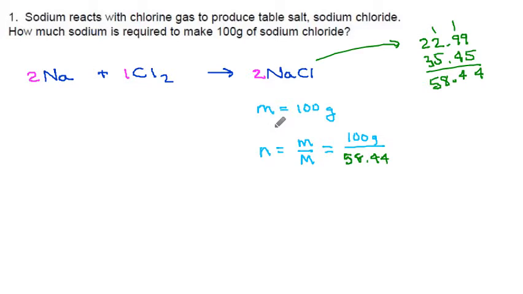And 100 divided by 58.44 tells us we have 1.71, let's carry a little extra, moles of sodium chloride. So if we have this number, we know the moles of sodium chloride. The chlorine moles would be half that much, 0.85 or so, and the sodium moles would be the same. Because this is a 2 to 2 ratio, those numbers are equal. That means we must also have 1.711 moles of sodium.